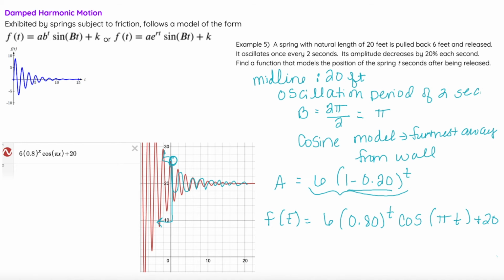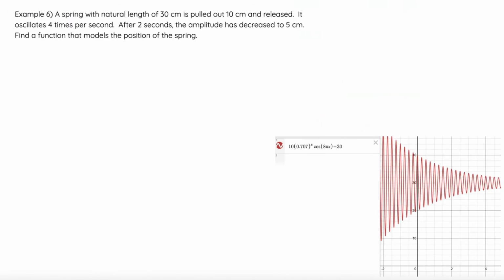Let's do another example similar to this. And I also have the graph listed here. A spring with a natural length of 30 centimeters is pulled out 10 centimeters and released. It oscillates 4 times per second. After 2 seconds, the amplitude has decreased to 5 centimeters. So we're going to have to find out what that exponential decrease is. Find a function that models the position of this particular spring.